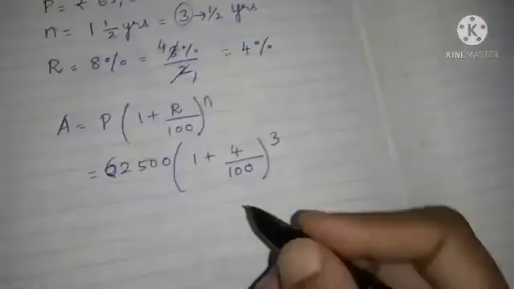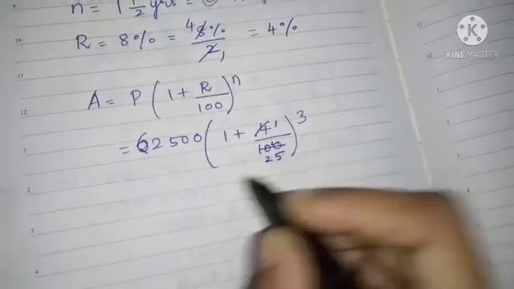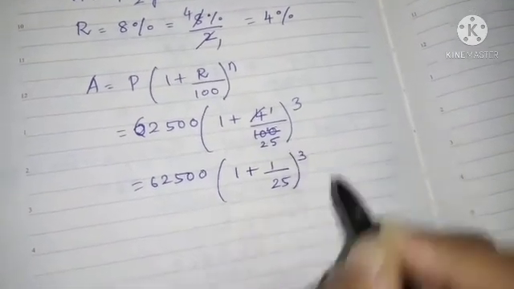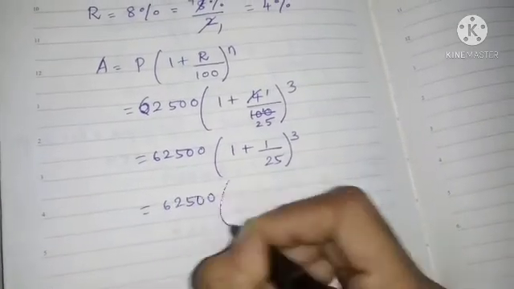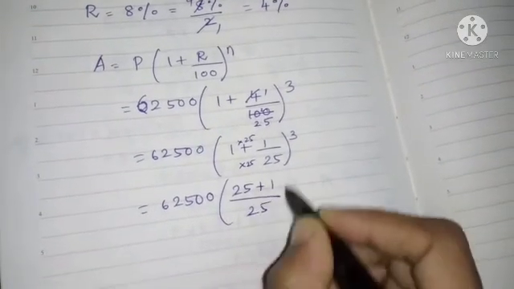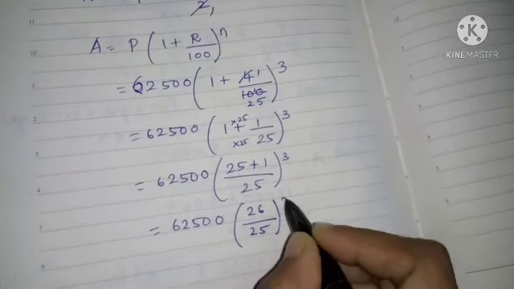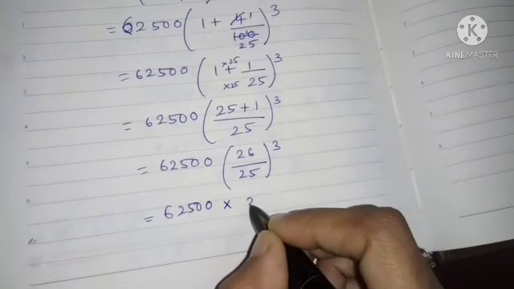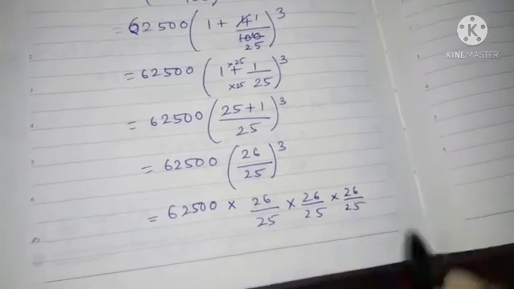Now 4 ones are 4, 4 twos are 8, 4 fives are 20, so 62,500 into 1 plus 1 by 25 the whole cube. See, this calculation is very important. 62,500, LCM 25 into 25 plus 1 by 25 the whole cube. 62,500 into 26 by 25 the whole cube. Now 62,500 into 26 by 25 into 26 by 25 into 26 by 25.